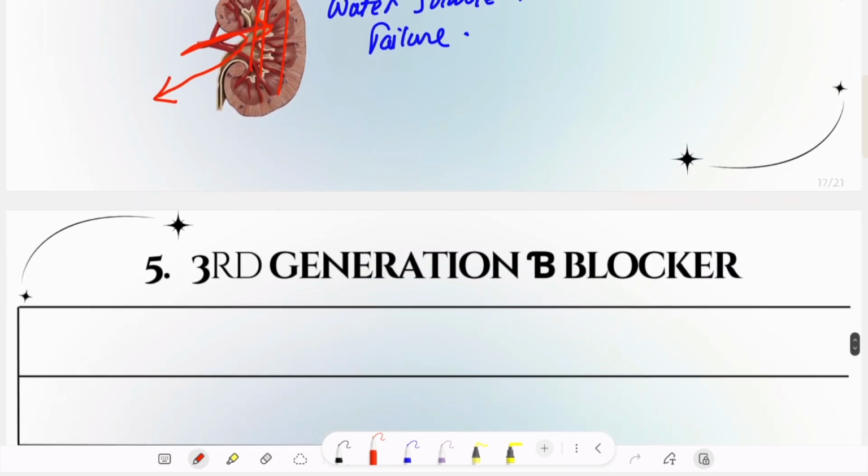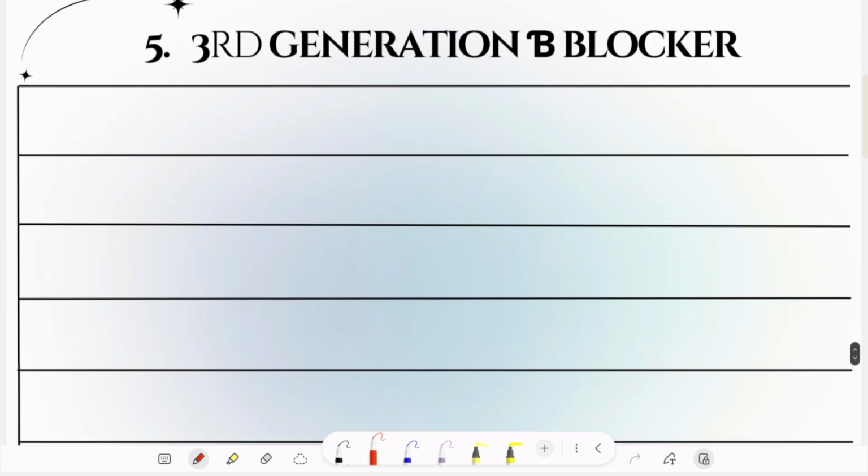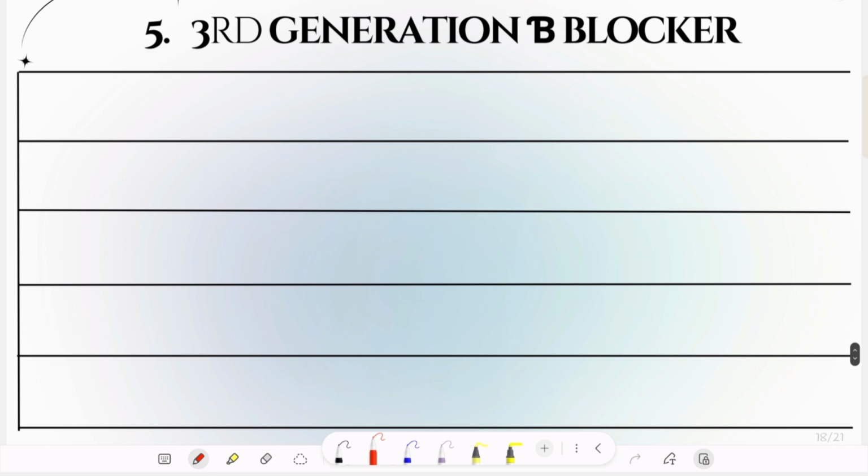Now if we come to the fifth property of beta blocker, that is third generation beta blockers. So what is the third generation beta blockers? We have said that the non-selective beta blockers which block both beta 1 and beta 2 are first generation, and the beta blockers which selectively block beta 1 receptor are second generation. And now we are telling there is also a third generation beta blocker, and the third generation beta blocker blocks the beta receptor and as well as it has some other special activity.